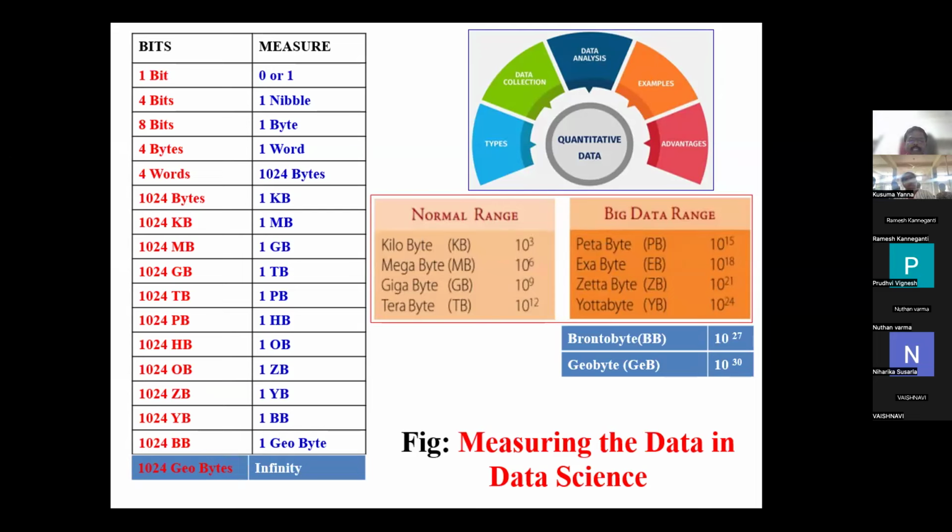1024 gigabytes is equal to 1 terabyte. 1024 terabytes equal to 1 petabyte. 1024 petabytes is equal to 1 exabyte. 1024 exabytes is equal to 1 zettabyte.